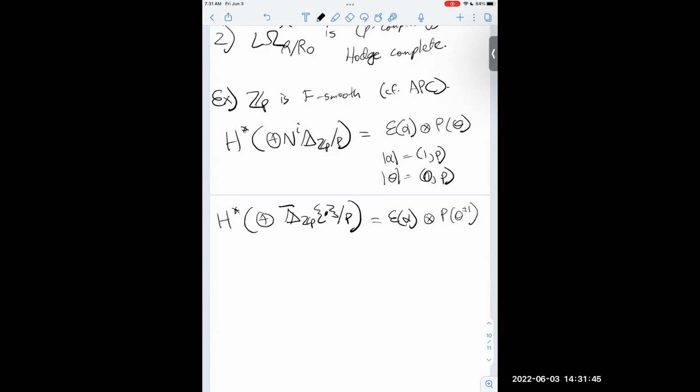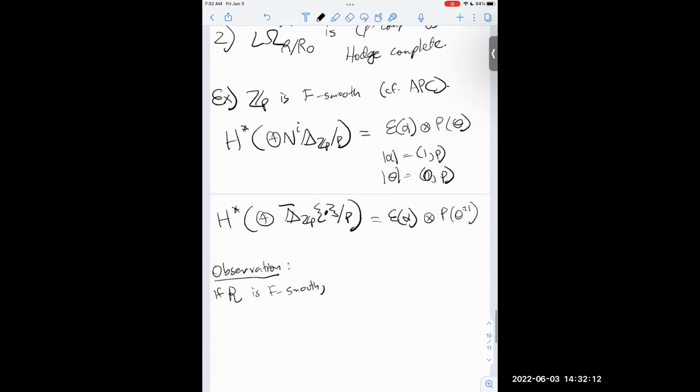Right, so this is an important example, and it leads to the following useful observation: if R is any F-smooth ring, then this class theta, which lives in H^0 of the p-th Nygaard stage of the prismatic complex of Z_p with mod p coefficients, has the property that the Nygaard pieces of the prismatic cohomology of R are periodic in some range via this operator theta.